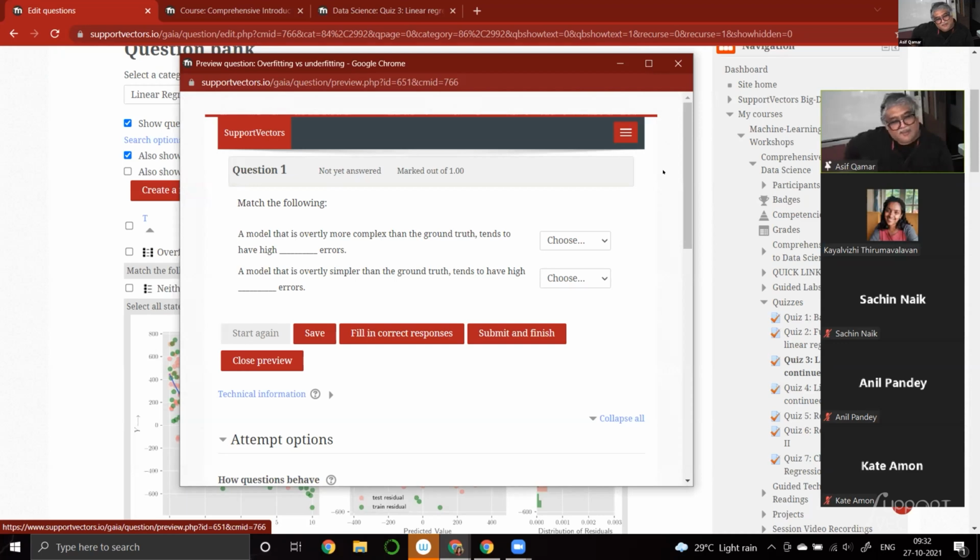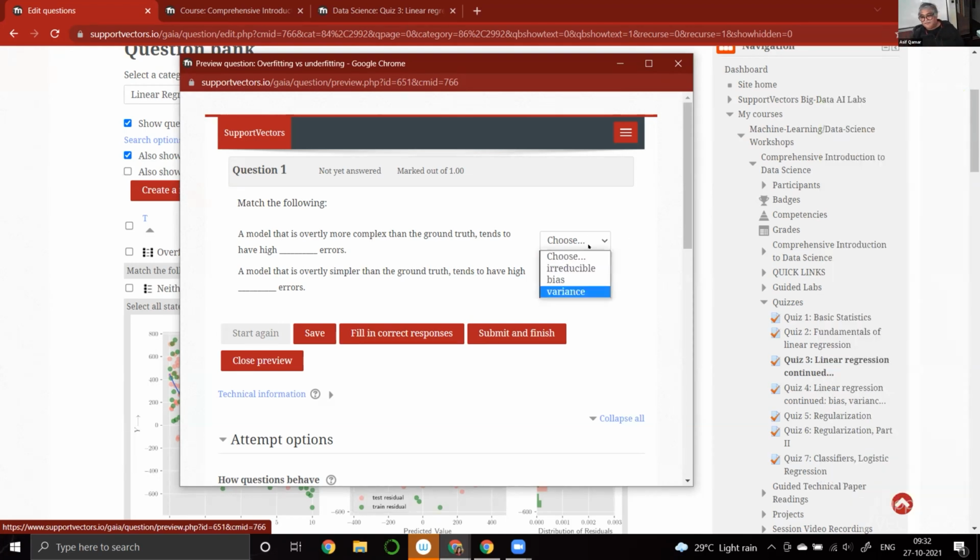The first question. The model that is overly simpler than the ground truth tends to have high what kind of errors? The options are bias, irreducible, and variance. The answer is bias errors. And the model that is overly more complex than the ground truth tends to have more variance errors. This is overfitting, this is underfitting. The first one is underfitting.